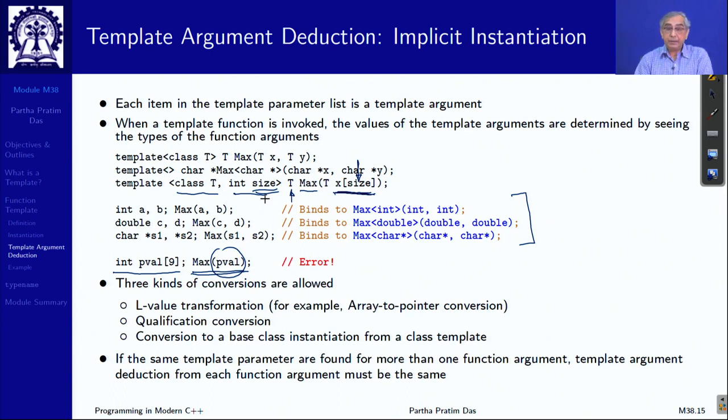So, in terms of doing this kind of overloading, three kinds of conversions will be allowed. One is L value transformation, that is array to pointer kind of conversion, qualification conversion, and conversion to the base class instantiation from a class template. So, using these, you can actually create overloads of template functions and implicitly deduce the arguments, and we saw the pitfall where we were not able to deduce it implicitly.